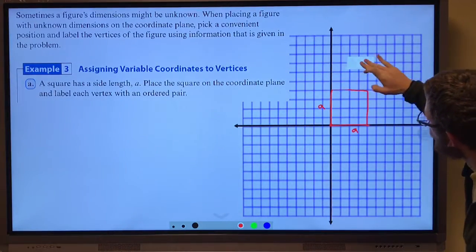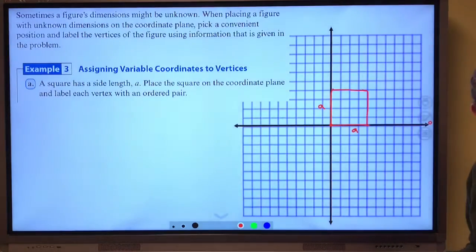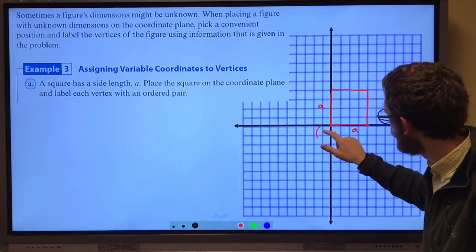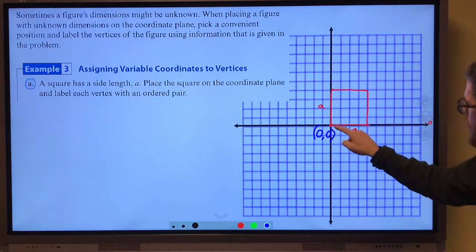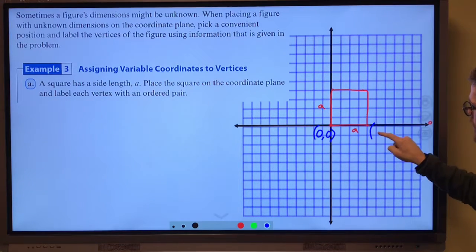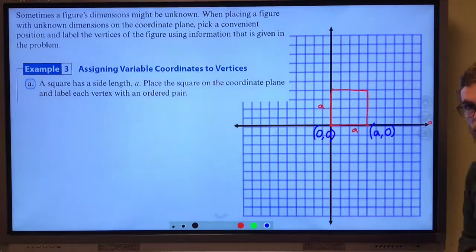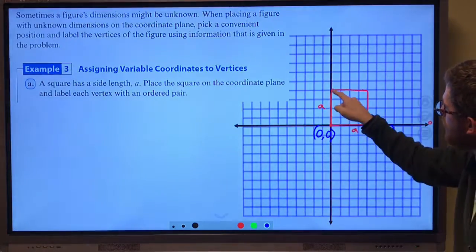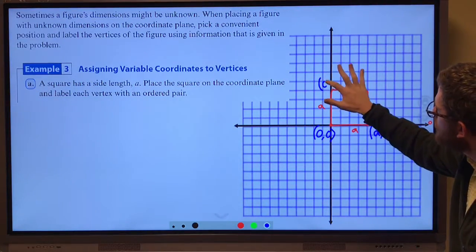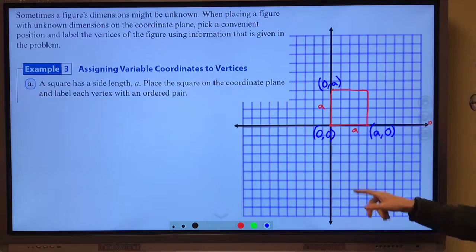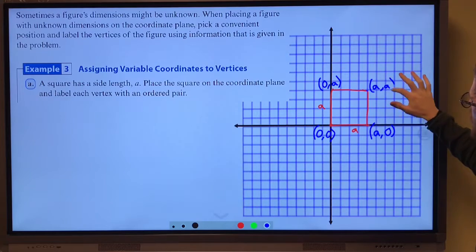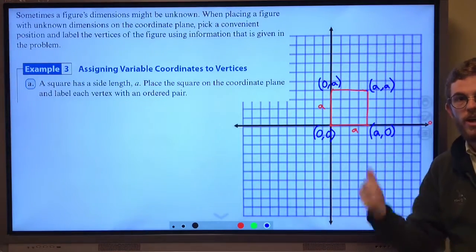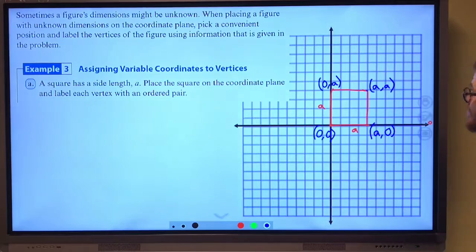And so if I am labeling these vertices, this is definitely the origin. I'll do this in a different color. This is 0, 0. If I went over A units, that means the x-coordinate is A. I didn't go up any, so the y-coordinate is 0. Here I went over 0 units, and I went up A units. And here it was over A, up A. That fourth vertex has an ordered pair of (A, A).